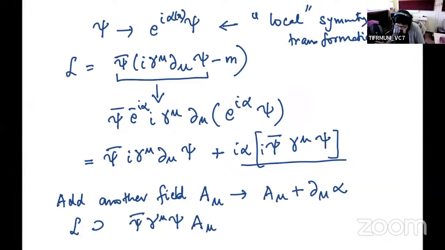Oh, did I not write this correctly? Yeah, I made a mistake up here. Can someone point it out? So there's a del mu in here, right? The del mu acts on e to the i alpha. So there should be a del mu alpha.